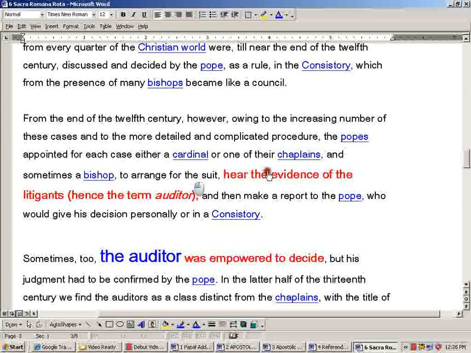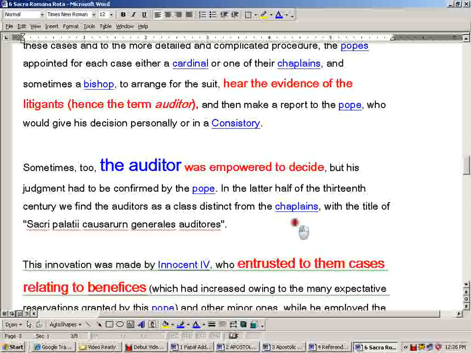What do they do? Arrange the suit, hear the evidence of the litigants, hence the term auditor, and then make a report to the Pope, right? They're going to hear the evidence. So what's that black robe priest doing up there? Right, he's hearing the evidence. The auditor was empowered to decide, but his judgment had to be confirmed by the Pope.